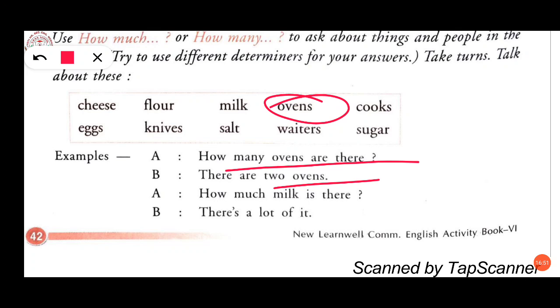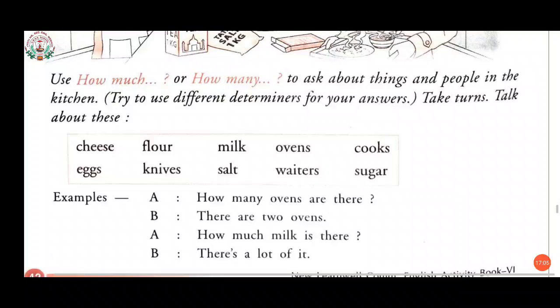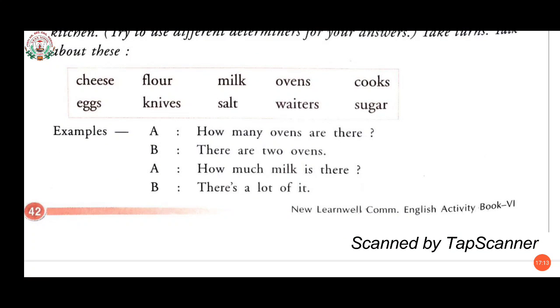Like the second one, how much milk is there? We have used milk also. How much milk is there? There's a lot of it. So here a lot we used, how many we used, how much we used. Here the question is that we have to use how much or how many to ask about things. So different words are given here. Just use this and try to do it.